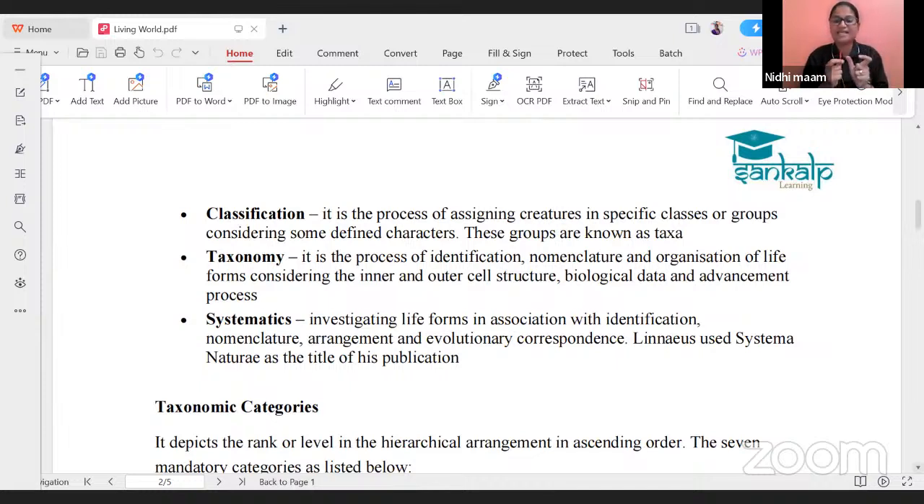Systematics means investigating life forms. When we get to know an organism, we cross-verify it with other organisms which have the same characteristics. Then again we classify it according to the hierarchy: kingdom, phylum, then class, order, family. This is called systematics. So three steps we will follow: classification, taxonomy, systematics.